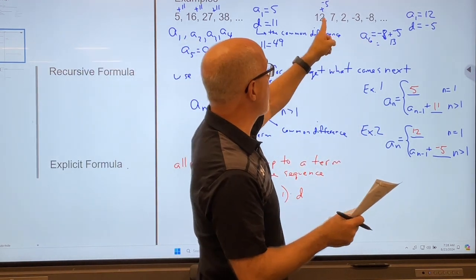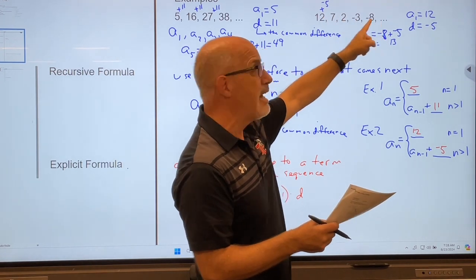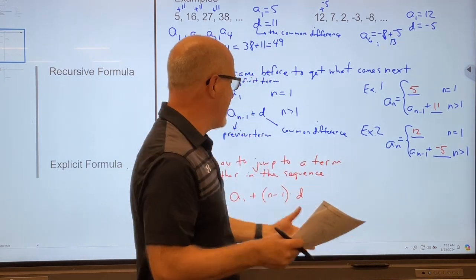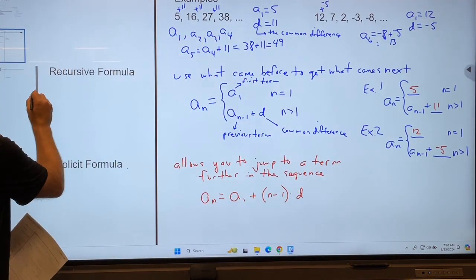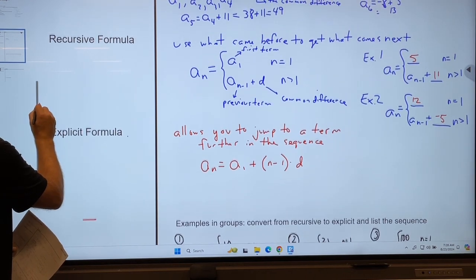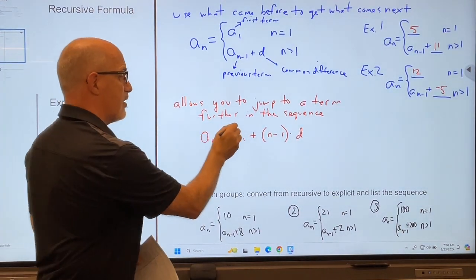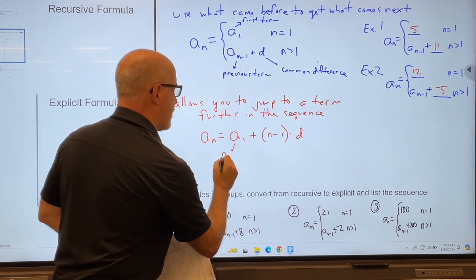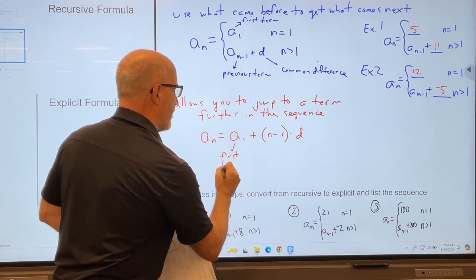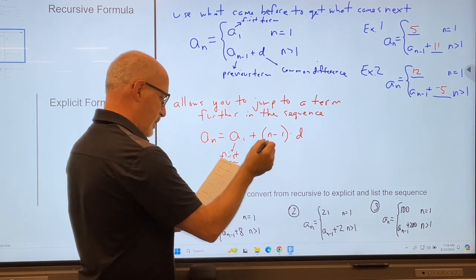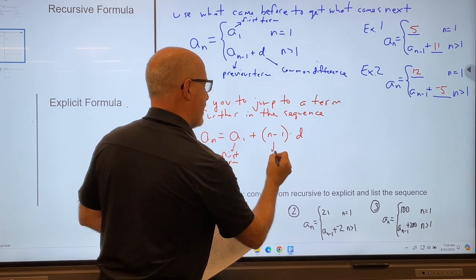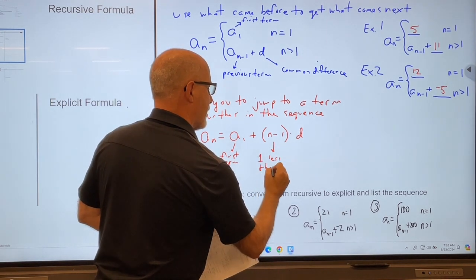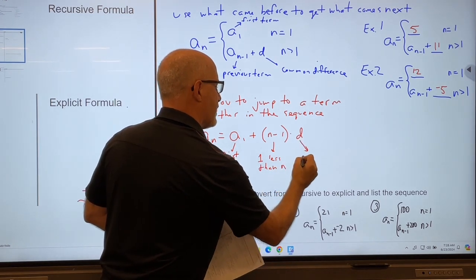Same thing here, to get out to the 1, 2, 3, 4, 5th term, I add negative 5, 1, 2, 3, 4 times, one less than it. So this n minus 1 represents that you're always working with one less than the number term that you're looking for. All right, so just remember this is your first term. This is always just one less than n. And this is still your common difference.